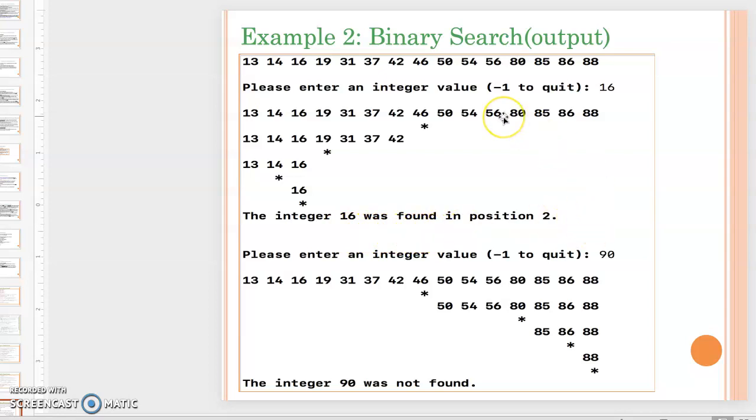Okay. So this example, in the output, demonstrates very clearly how the binary search moves the index and finds the value. That's our binary search.